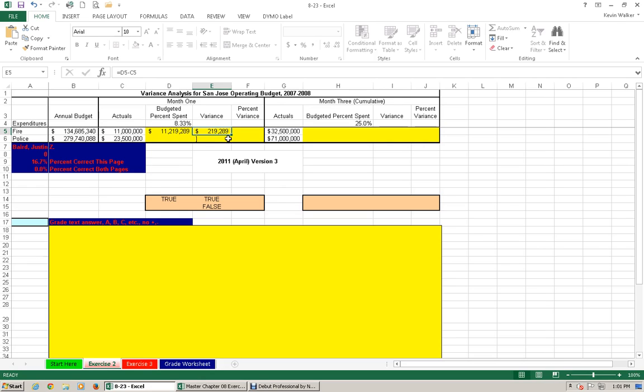All right, so we want to know the percent variance. Doing the percent variance is simply this: we're going to do E5, equals E5 divided by D5. E5, the variance, divided by D5, what we actually budgeted for. So we're off just a little under 2%, and that's not bad. Now we'll do the same thing for the police department.